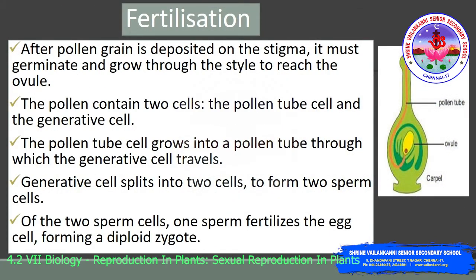So once the pollen grain is deposited on the stigma, the process of fertilization must take place, where the pollen grains must germinate and grow through the style to reach the ovule.